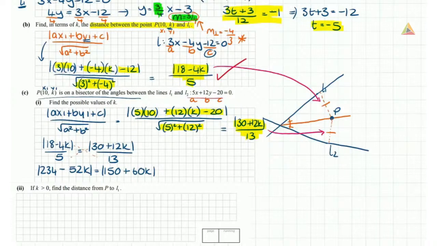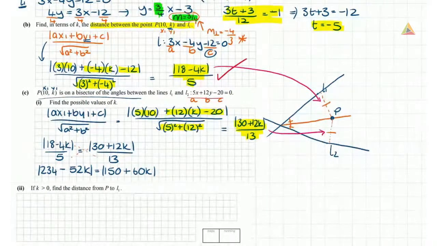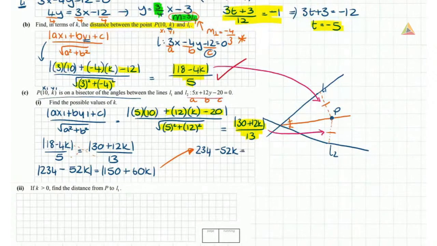Now again, you have a choice here. We could square both sides and that will get rid of the absolute value signs, because remember, whatever's inside them has to work out to be positive. So we square both sides to get rid of the chance that it might be negative in there. Or another way of doing it, probably the shorter way, which is what I'm going to show you now, we could drop our absolute value signs and say that 234 minus 52k on the left could either be equal to 150 plus 60k, so the positive of what's on the right.